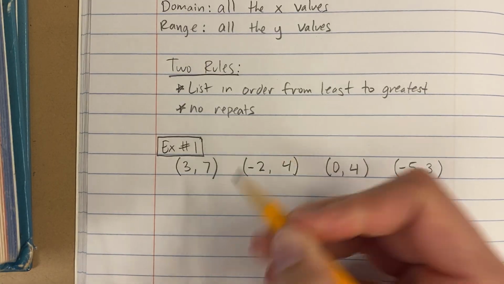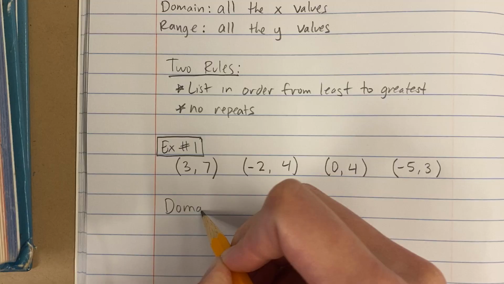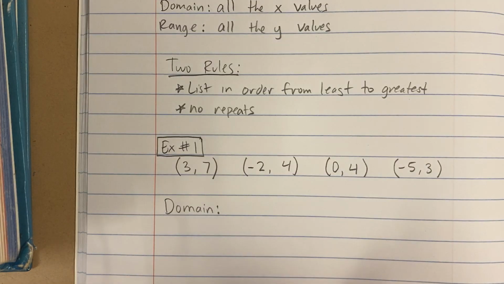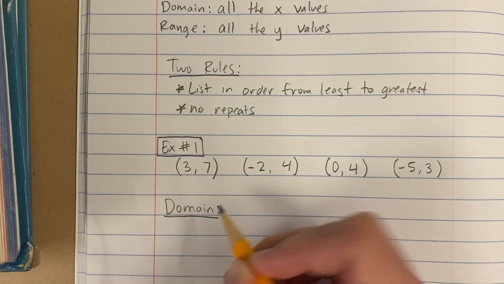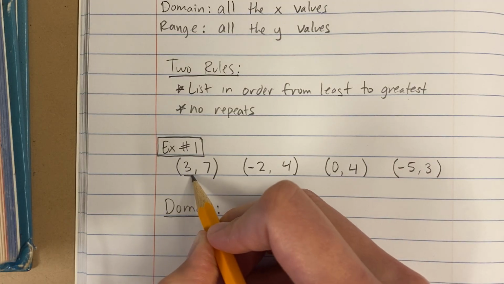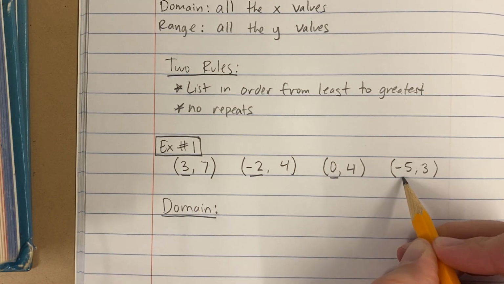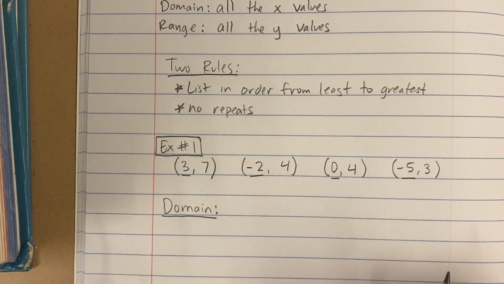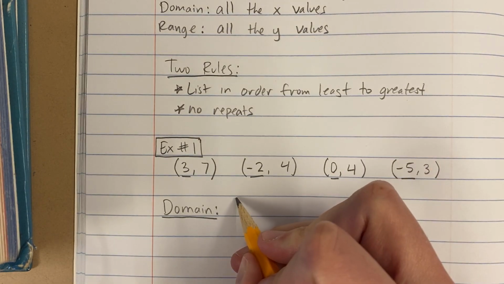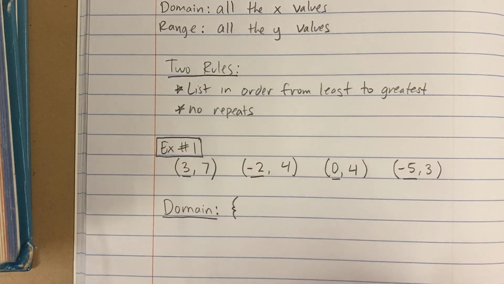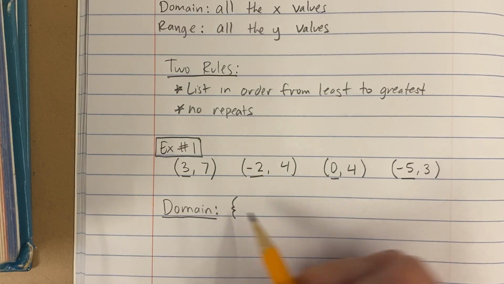Okay, so first I want the domain. Now remember, the domain is all the x values. So the domain, look, I'm going to single underline this. I'm going to underline all the x values. Okay, the domain is all of those values. Here's how I list it. I write these funny little bracket things like this. Okay, they're like parentheses with a little point in it.